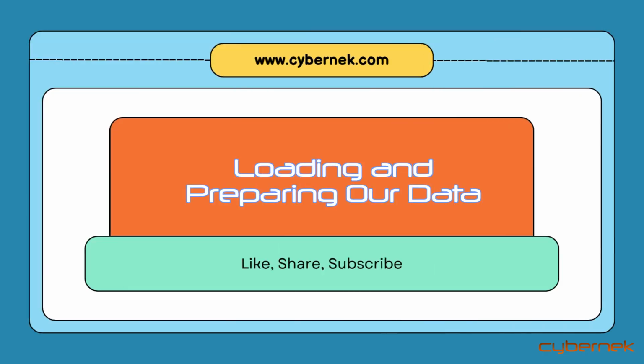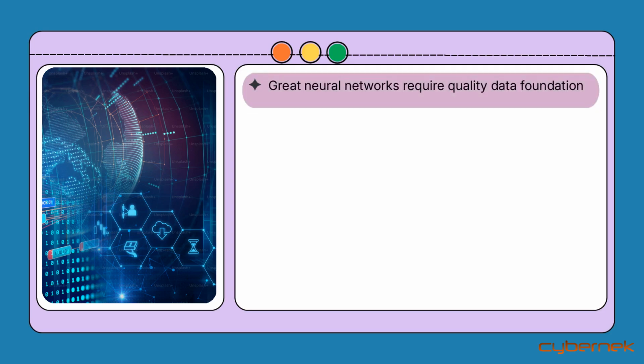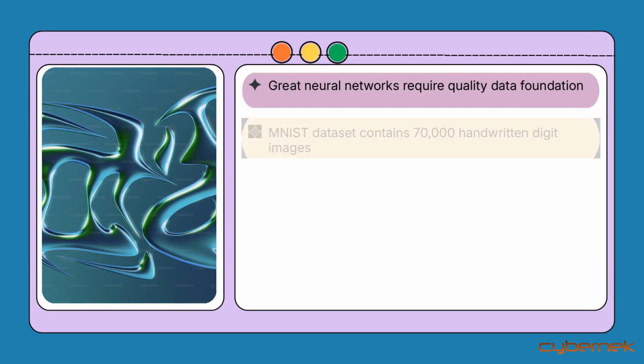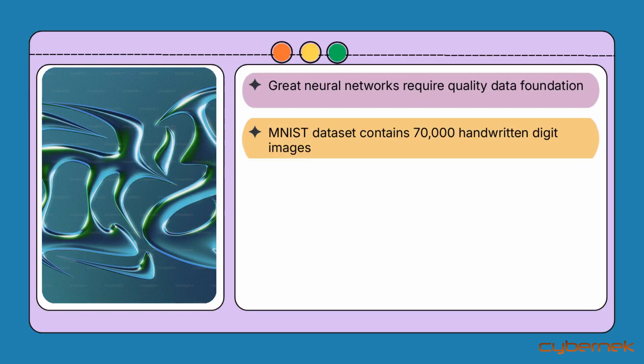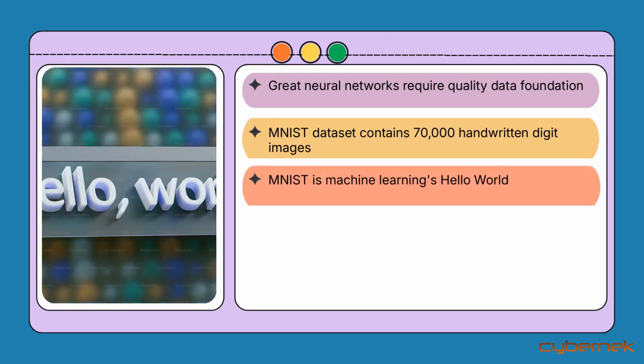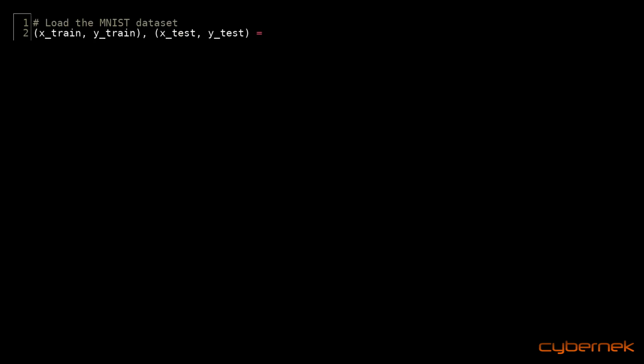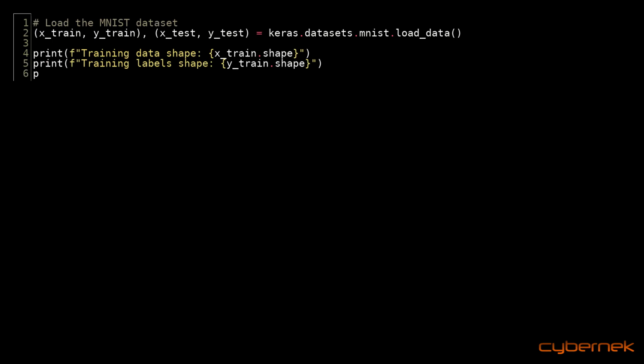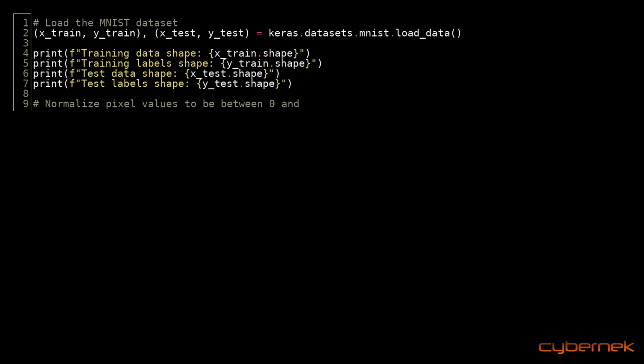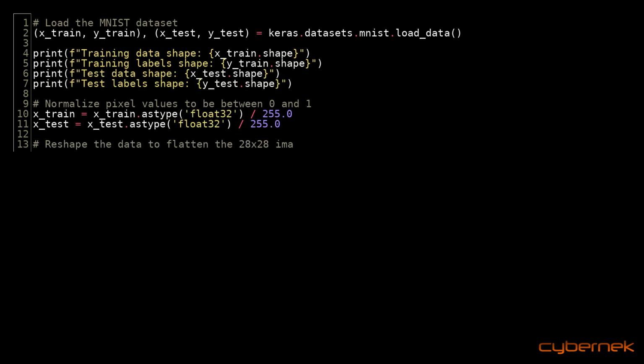Loading and preparing our data. Every great neural network starts with good data. We'll use the famous MNIST dataset, which contains 70,000 images of handwritten digits. It's like the hello world of machine learning, simple enough to understand, but powerful enough to demonstrate real AI concepts. Data loading starts by calling keras.datasets.mnist.load_data, which returns training and test sets with x_train containing training images, y_train containing training labels, x_test for test images, and y_test for test labels. We print the shapes to understand data dimensions.